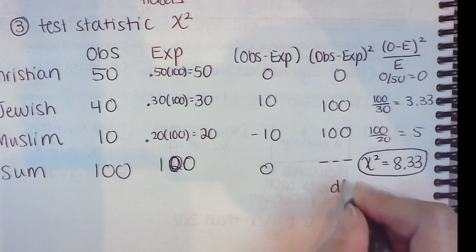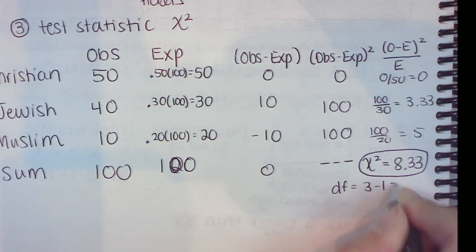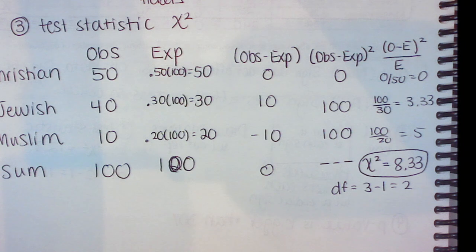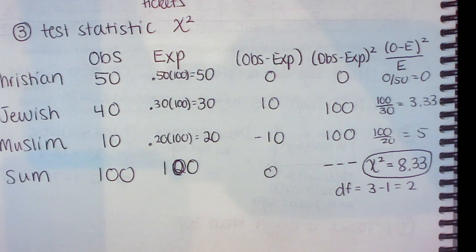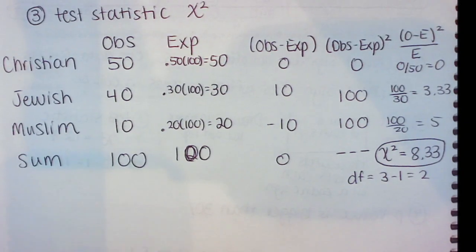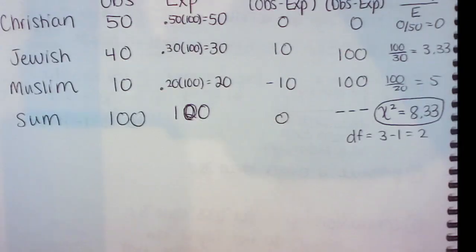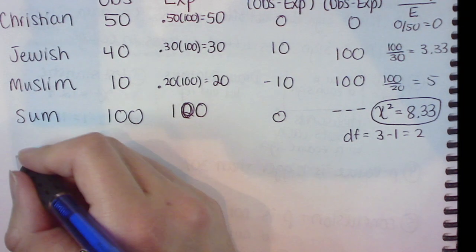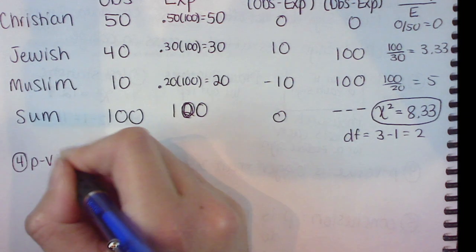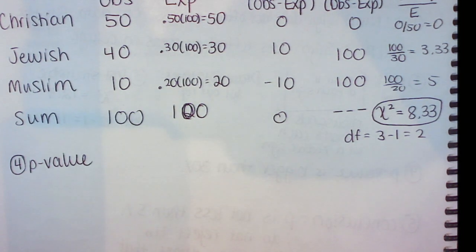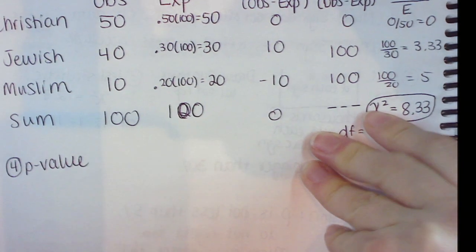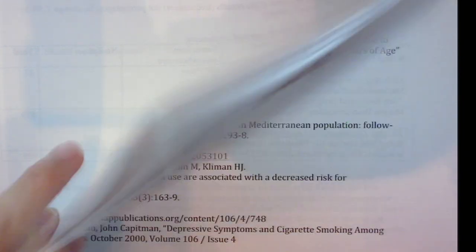My degrees of freedom is just the number of categories minus 1. So 3 minus 1 is 2. Number of observed values minus 1, you could think of it as. And then the last 2 steps: I need to find the p-value, so let's go ahead and check page 231. And then we'll state our conclusion.